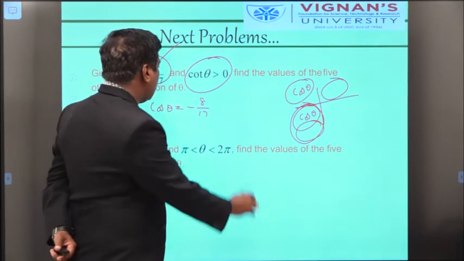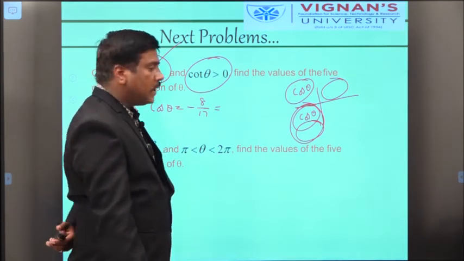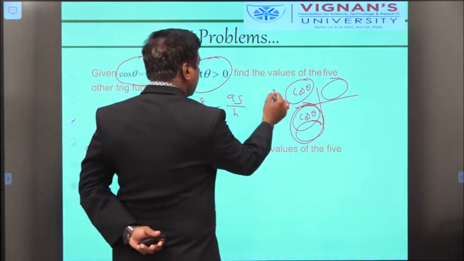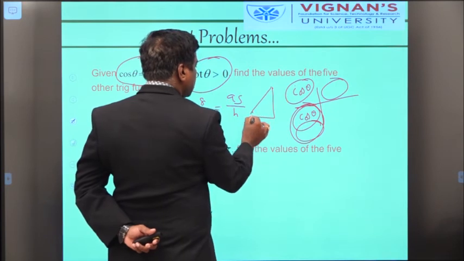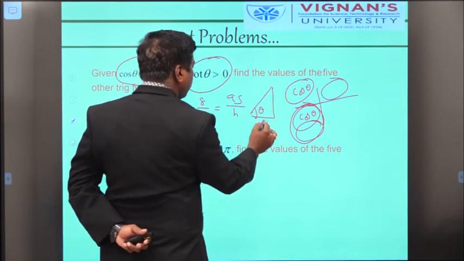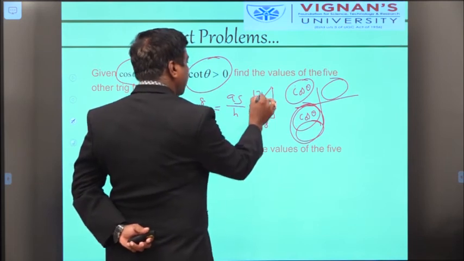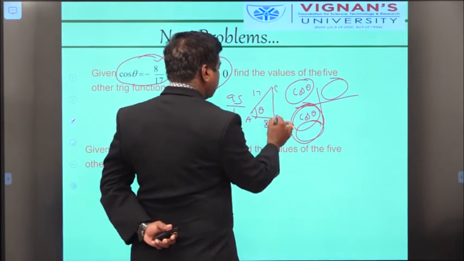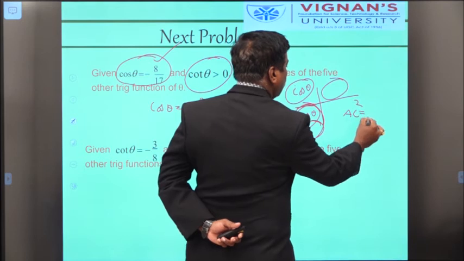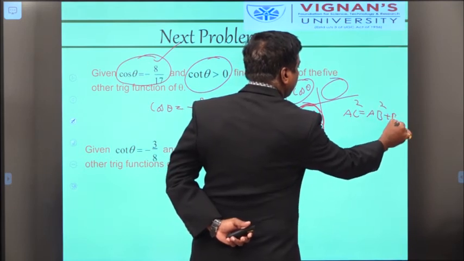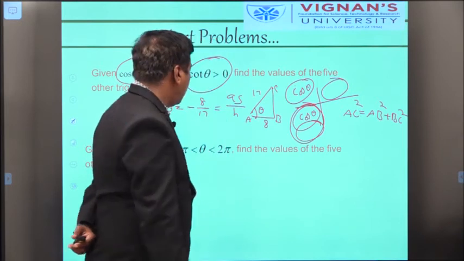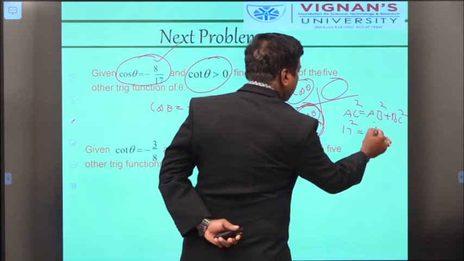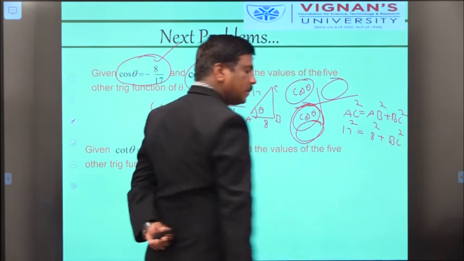What is the formula for cos? Adjacent side by hypotenuse. That means we have to consider this one as the adjacent side, and this is theta. The adjacent side value is 8 and the hypotenuse value is 17. So again you have to use the Pythagoras theorem in triangle ABC. That means AC square is equal to AB square plus BC square. So AC square, that is 17 square, is equal to AB square, which is 8 square, plus BC square.